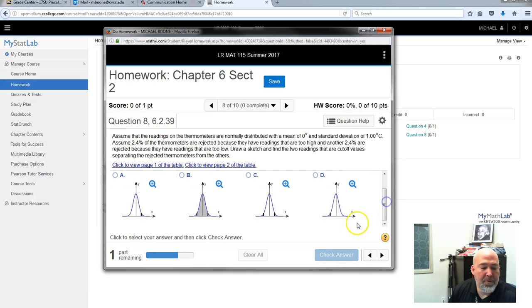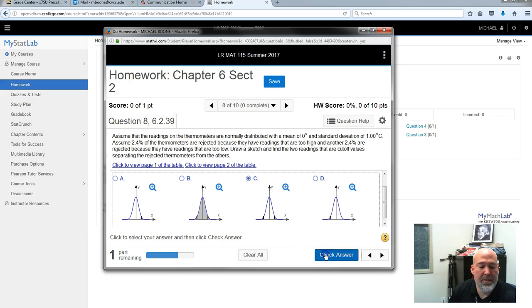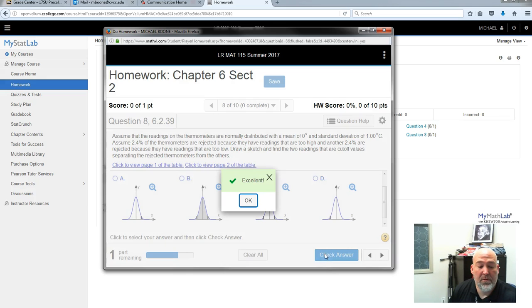So the first thing is I'm looking for the rejection part. Kind of looks like that. It's on both sides, the high part and the low part. And so I'm going to go with C, check my answer. And it liked it. Good.